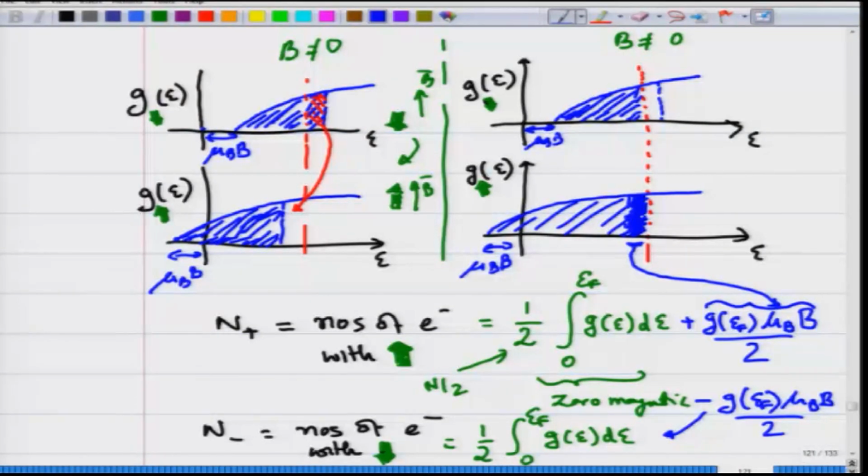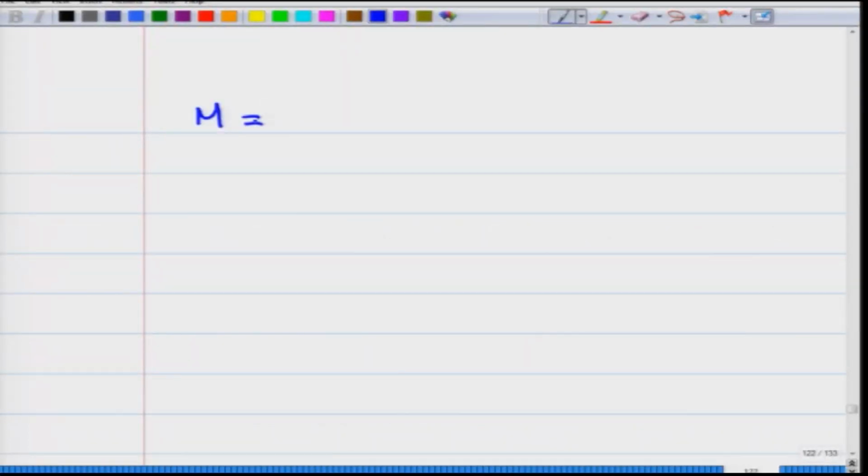Now, if you want to get the total magnetization, which you get is n plus minus n minus into mu b. Each electron has a magnetic moment mu b. This is the magnetization of each electron, and this is the number of electrons with magnetization parallel to the field direction. This is the number of electrons with magnetic moment opposite to the field direction, and if you use the earlier expression, it is very easy to show that the first term cancels out.